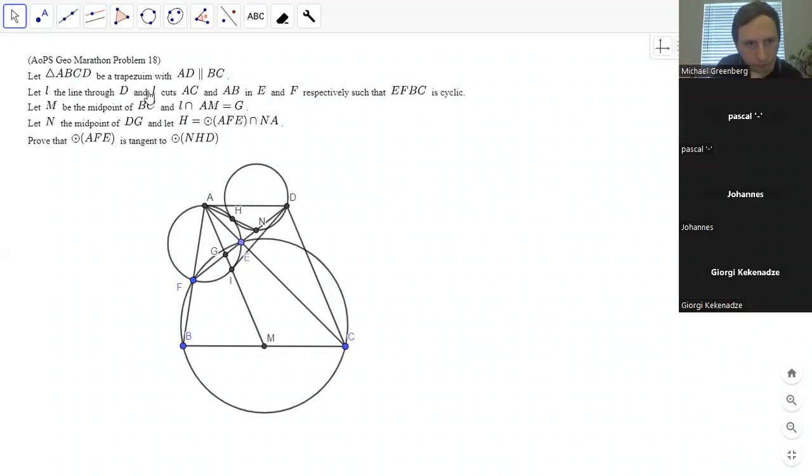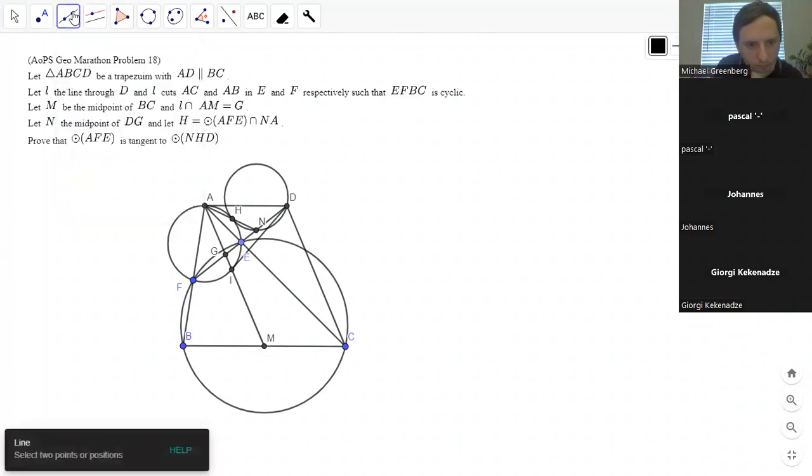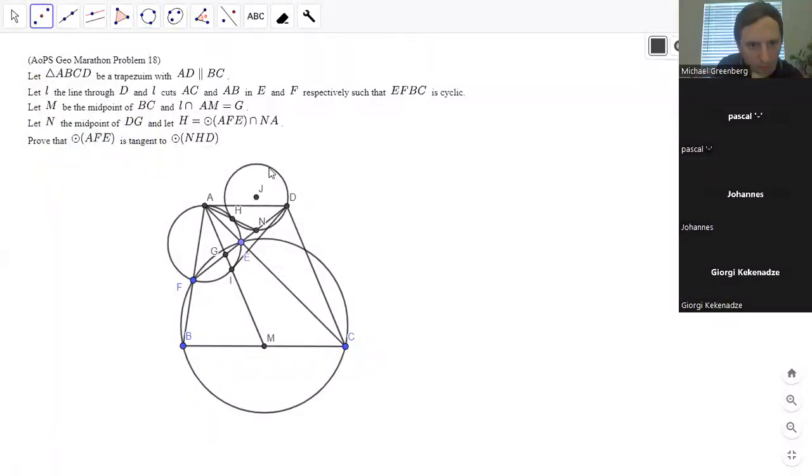So if you draw the circumcenter of DNH and connect it to N, it appears that that is actually perpendicular to AD. Interesting. Which I'm pretty sure would solve the problem. Because then we just know that the homothetic at H that takes A to N also takes the circles to each other. All right.